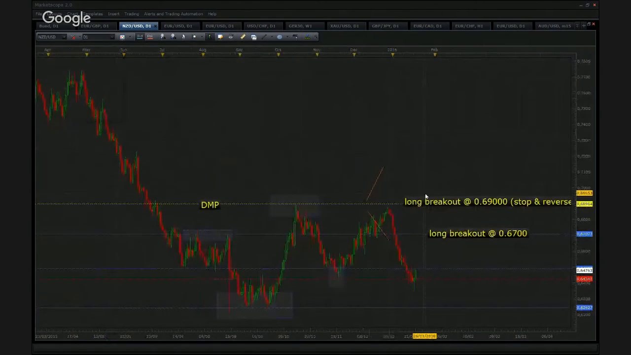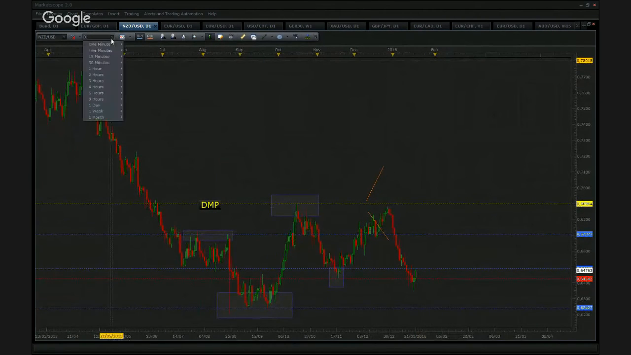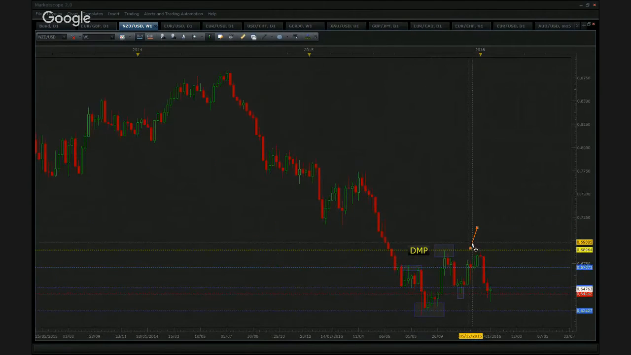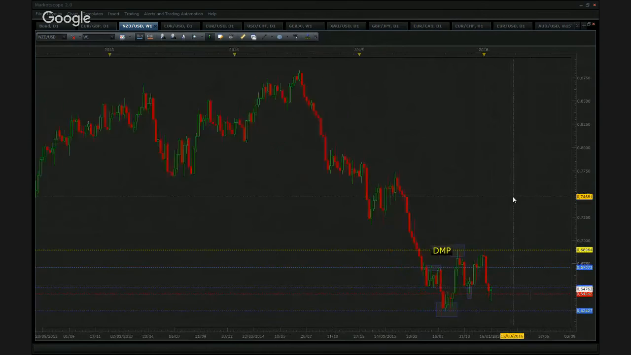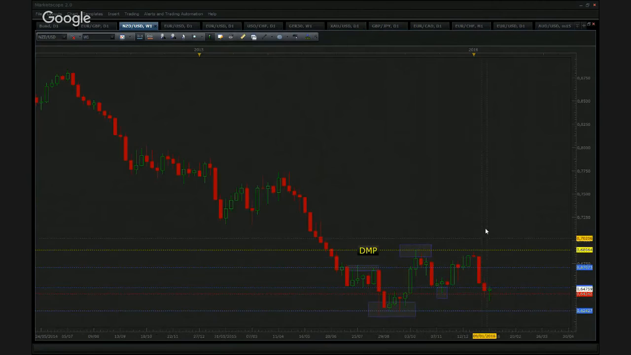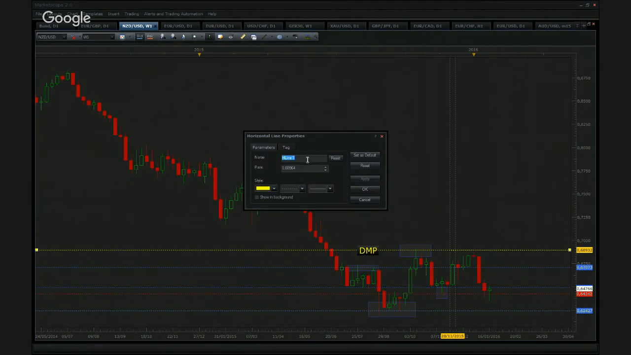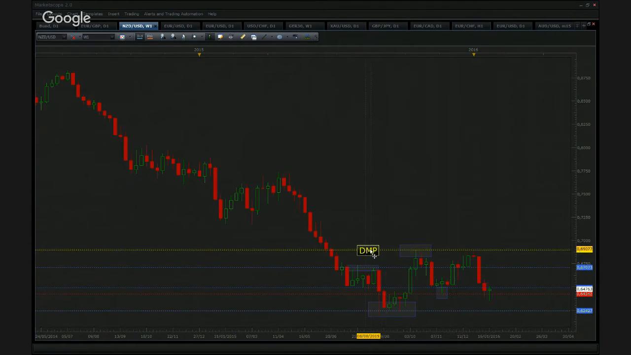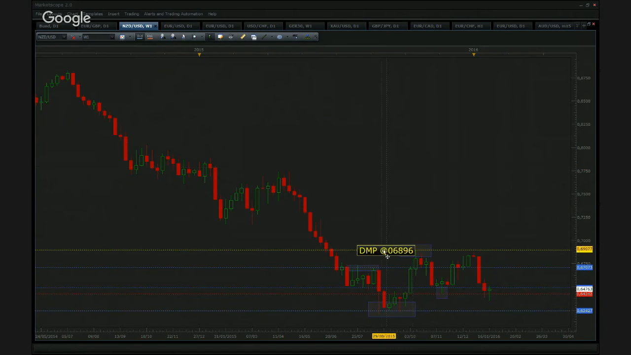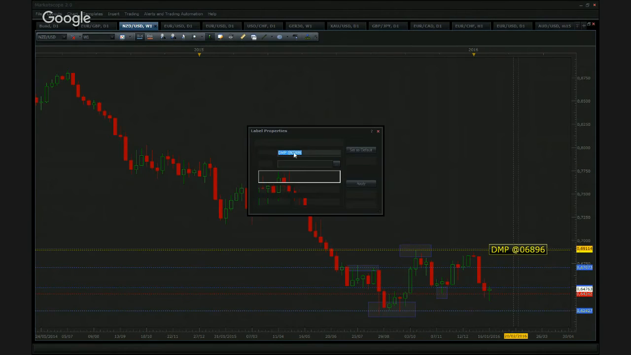Let me go back quickly. It looks a bit stronger than the Australian. It's already making a failure to make a new low here. So this is the point of control of the sellers, 0.6896. So what we want to do here is a long.